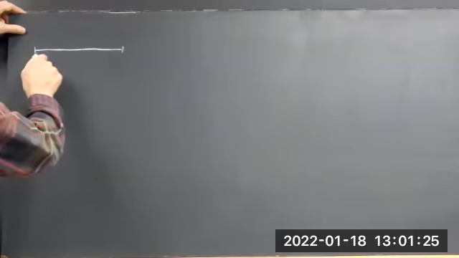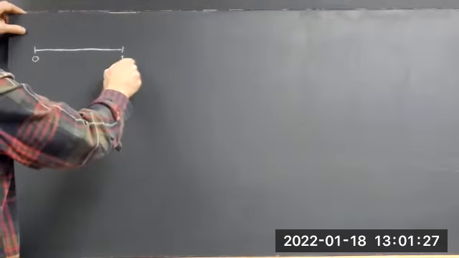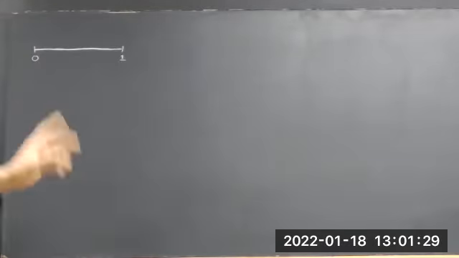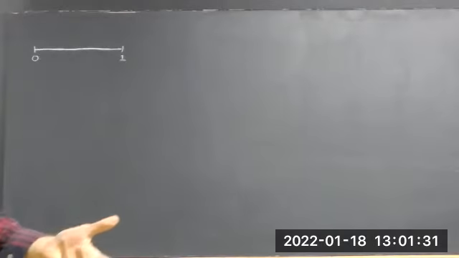Okay. Now this is what we're going to call the unit interval. It goes from 0 to 1. Now, on this interval, where are we going to find 1/2?